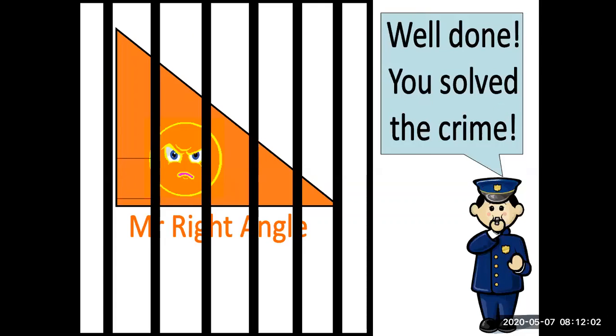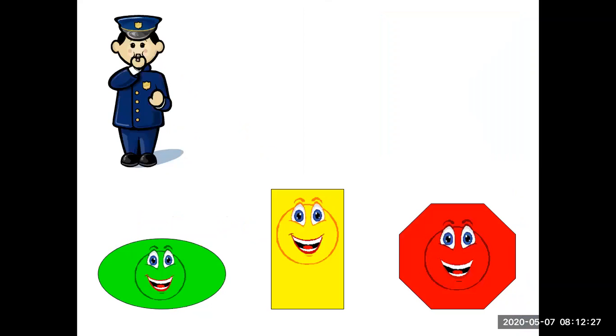Well done. You solved the crime. Mr. Right Angle is behind bars. He is the one that committed the crime because he has a right angle and he's a right angle triangle. One of the sides is 90 degrees.